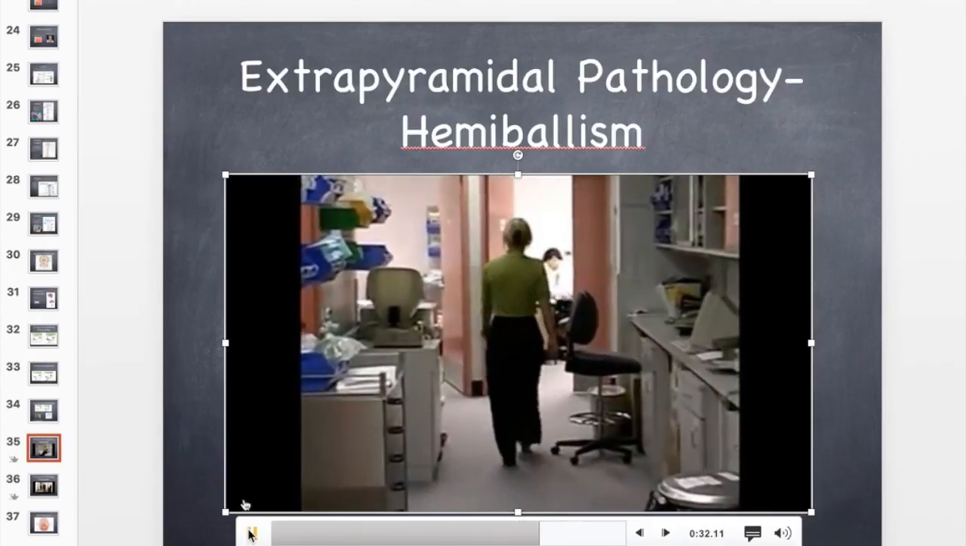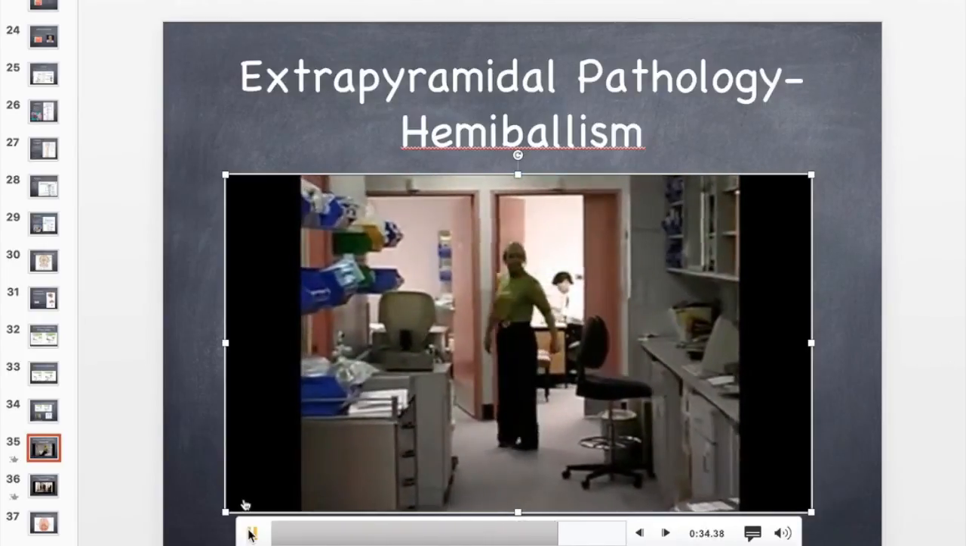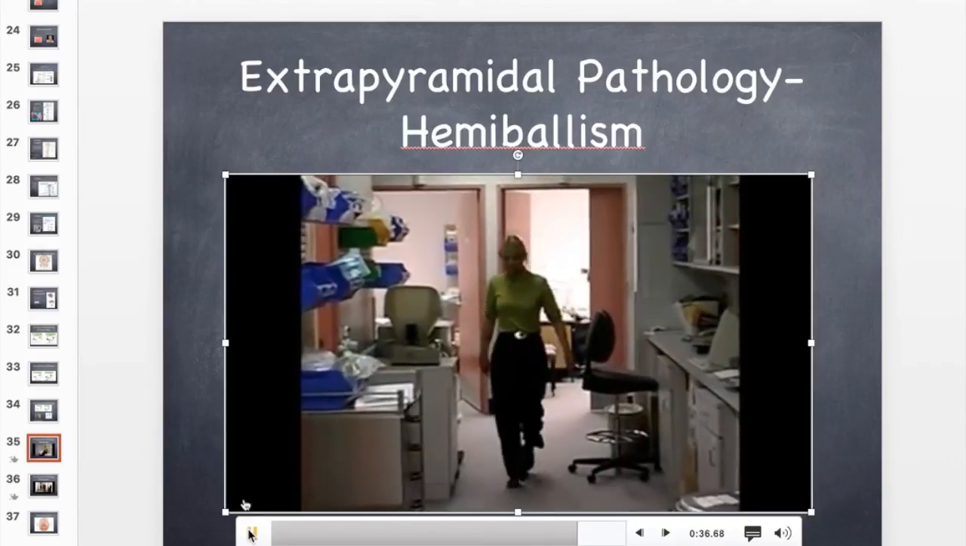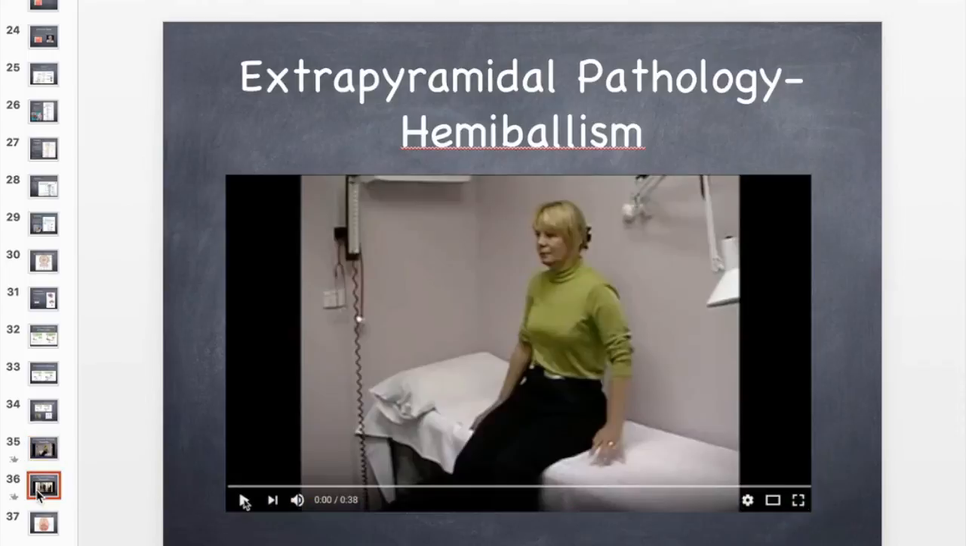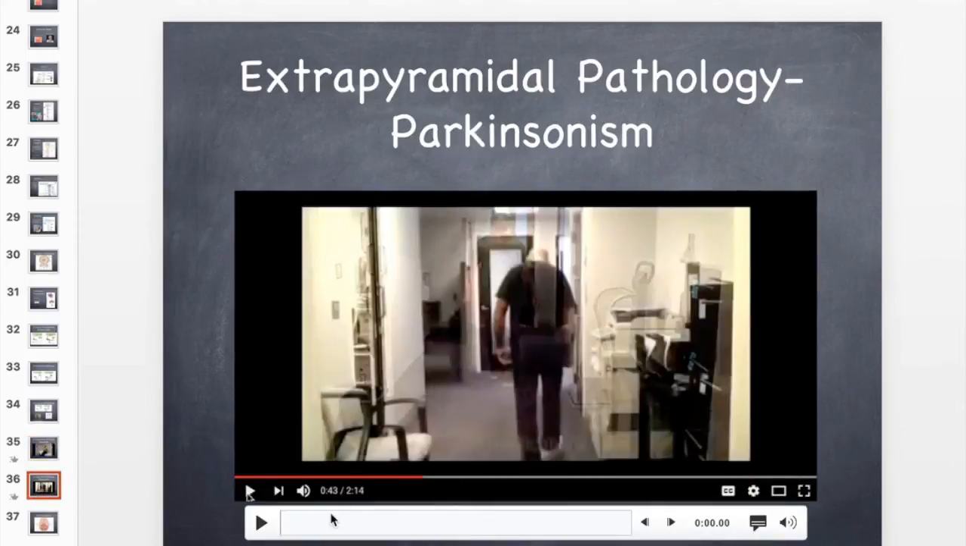So her gait is actually pretty good. And back again. But look what happens with her arm. Look at all the extra movements you get with her arm swings. Now, if we then go to Parkinson's, please.